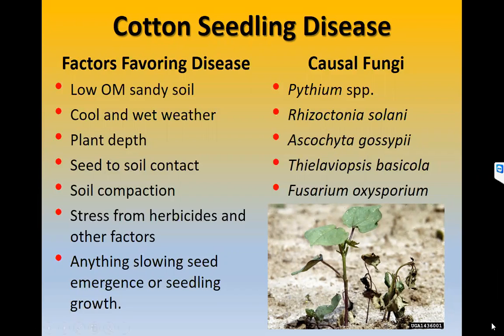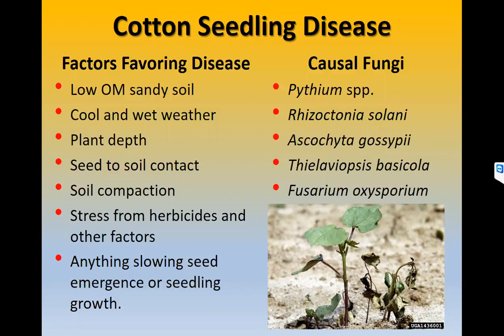And there are some classic fungi that are associated with seedling disease. Pythium and Rhizoctonia primarily are those that are considered to be the primary seed rotters and seedling pathogens. You can have some issues with Ascochyta. Phalabiopsis causes black root rot in cotton, and it can also contribute to early season stand losses.